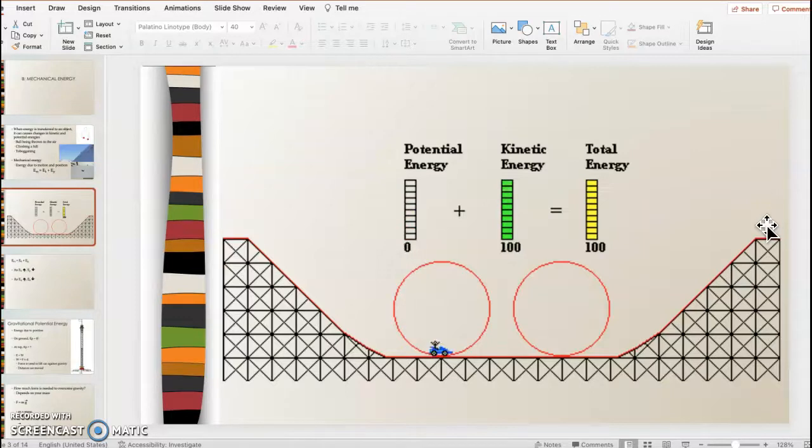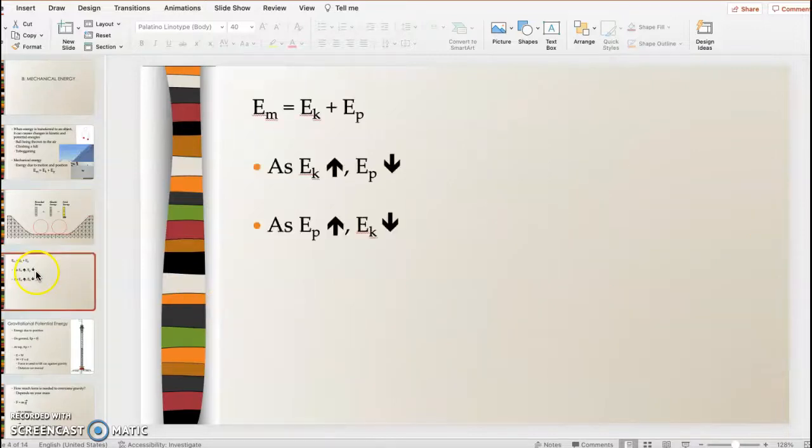Maximum potential. Maximum potential. Maximum potential. Now take a look at the green. Super fast. Slowing down. Super fast. Slowing down. Super fast. You're seeing what's going on in the chart. There you go. As kinetic energy increases, potential energy decreases. As potential energy increases, kinetic energy decreases. That's what these mean.